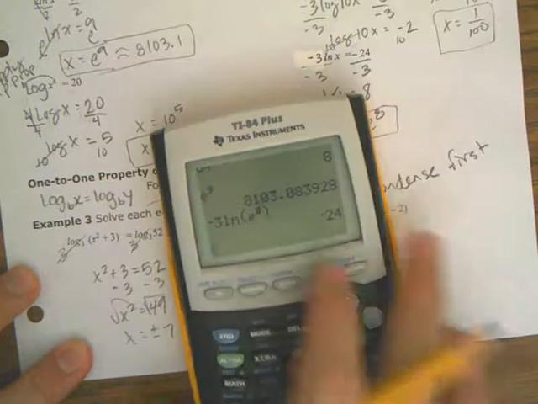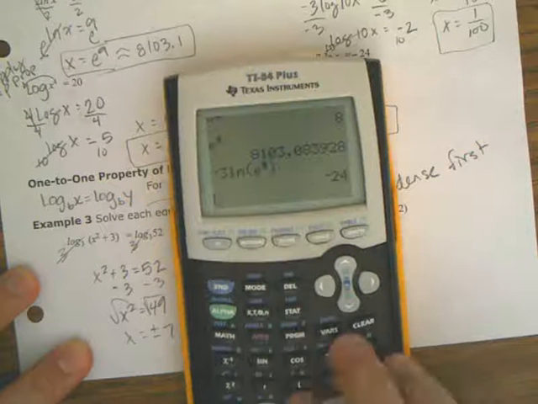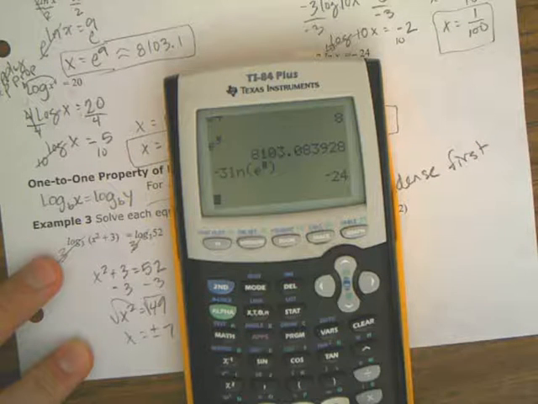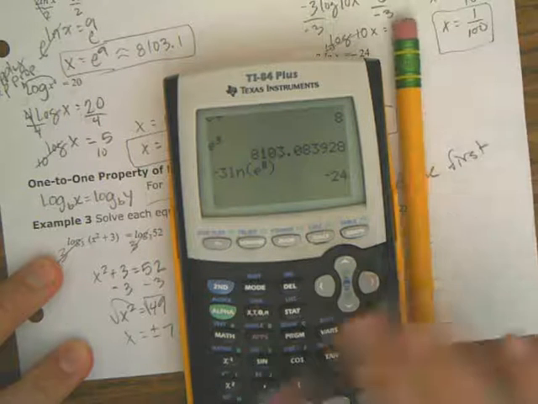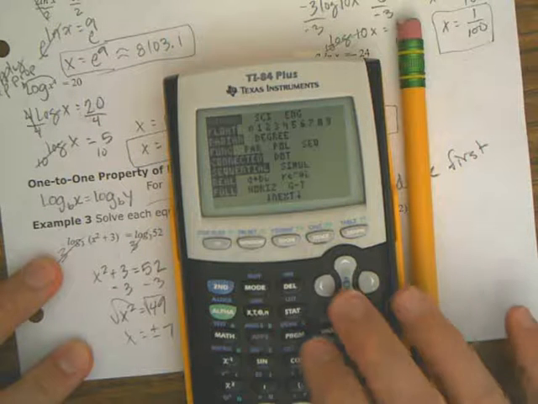Let's do this right side first because that's going to come out to be a number. And to get a log base, you're going to push mode. Just kidding, you're going to push second catalog and scroll all the way down to L.